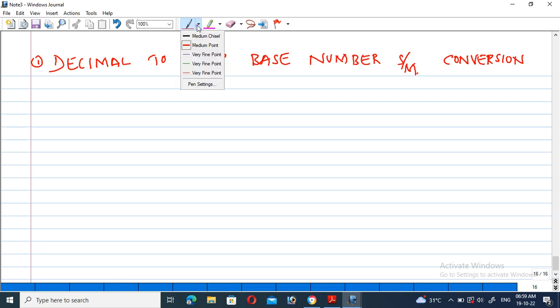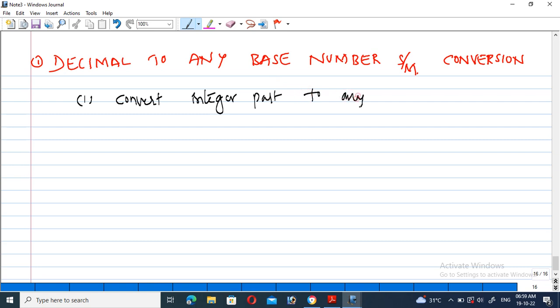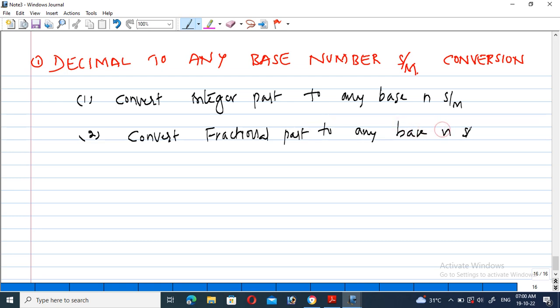These are very important. The first step is to convert the integer part to any base number system, and the second step is to convert the fractional part to any base number system.